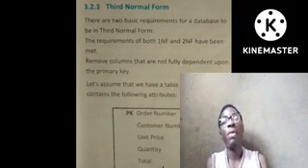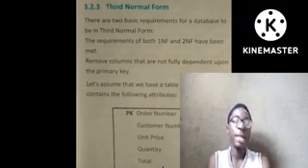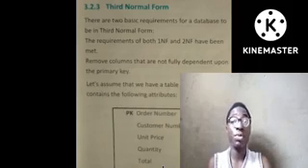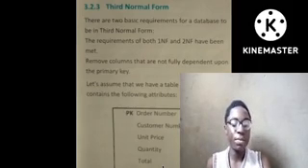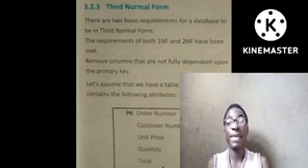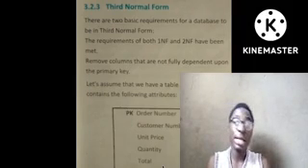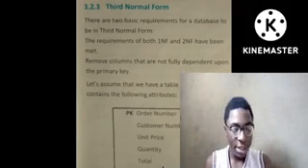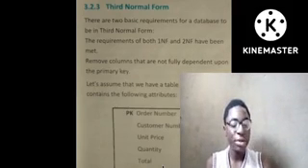Now next, let's talk about another concept, which is third normal form. There are two basic requirements for a table to be in third normal form. First, it must have satisfied the requirements of both first and second normal forms. And secondly, you must remove the columns that are not fully dependent upon the primary key.